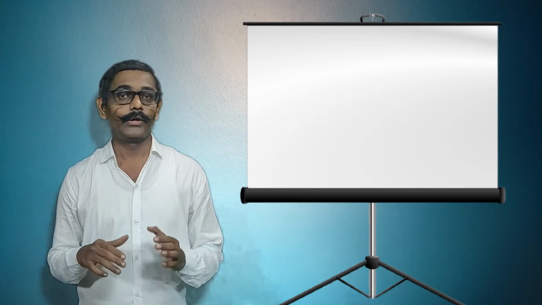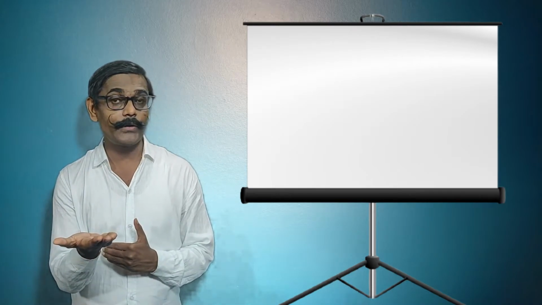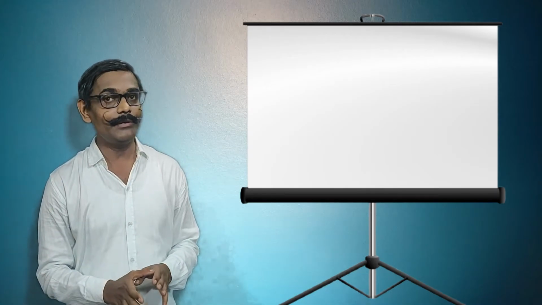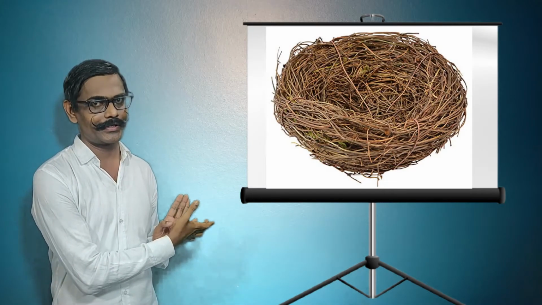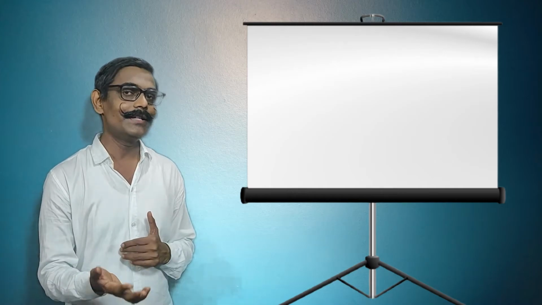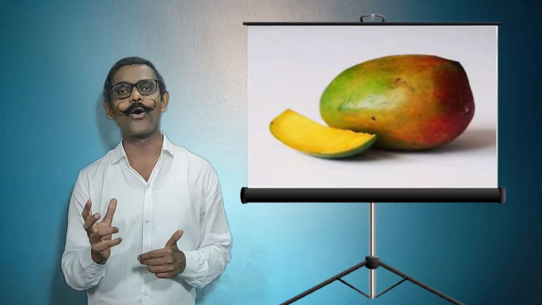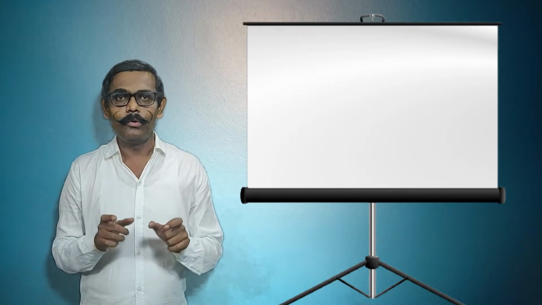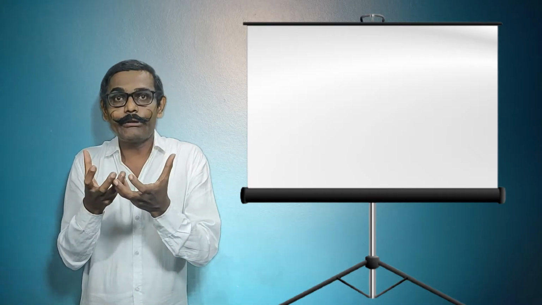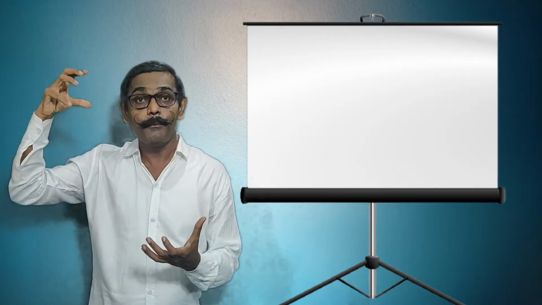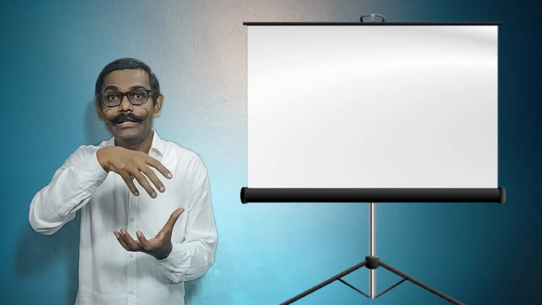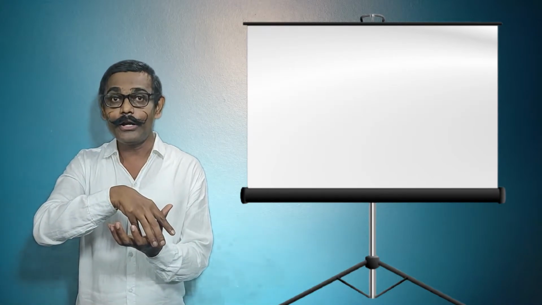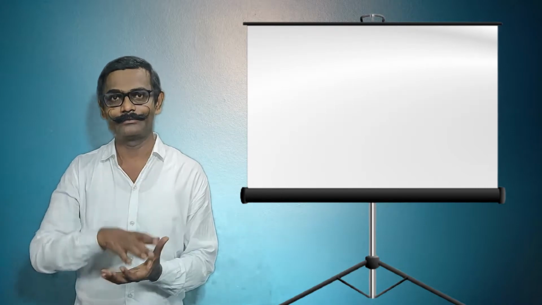Clear? Okay. Now the element with atomic number 25 is manganese. So for 25 the image is nest, and for manganese the image is mango. Now you have to prepare a story. A small bird who was with a nest at your house brought a mango and put it in the nest, in order not to go waste. Mango in the nest.